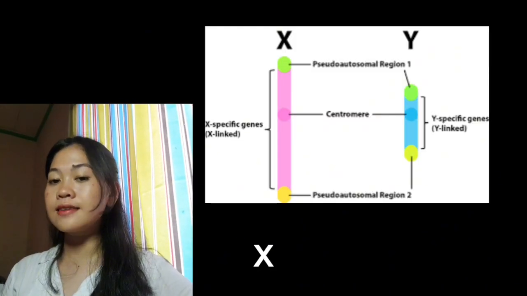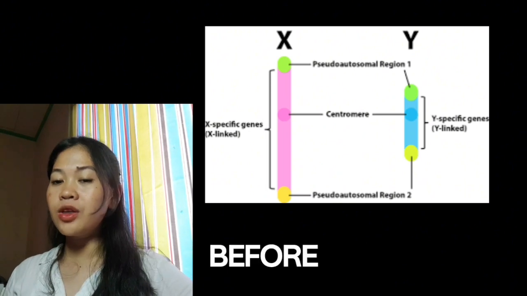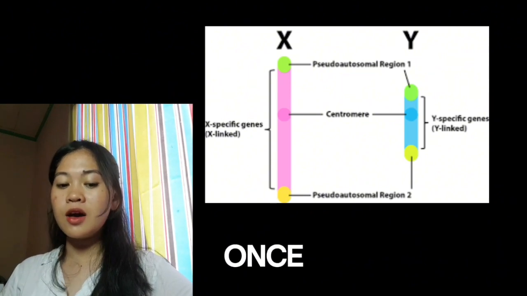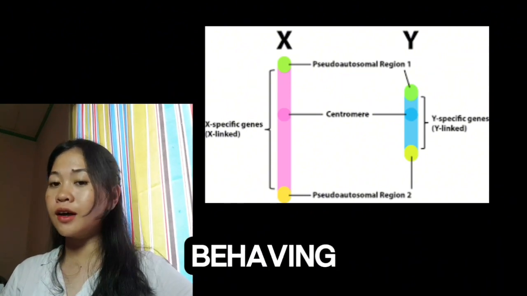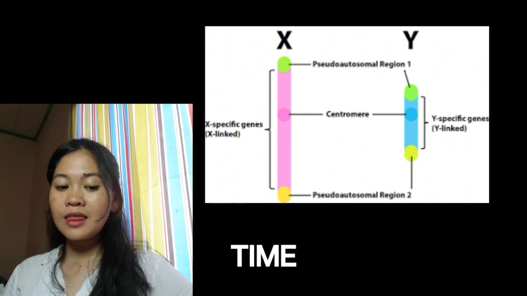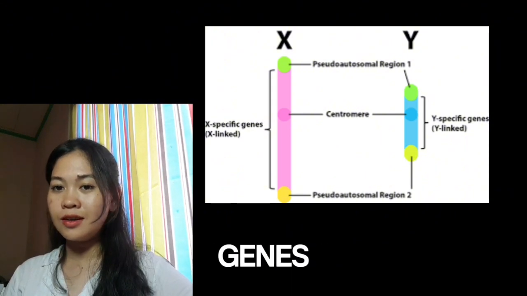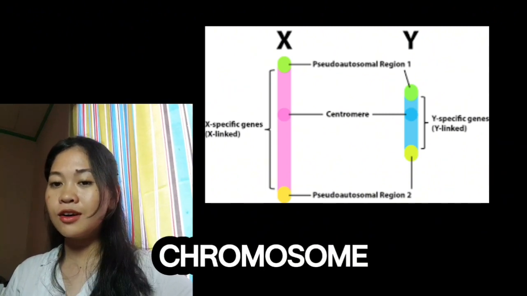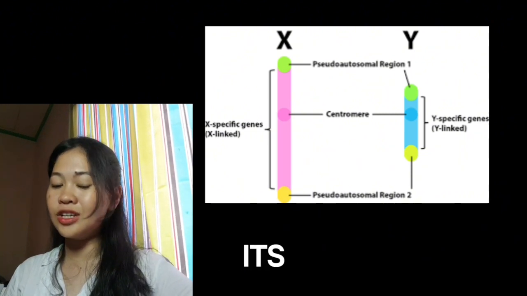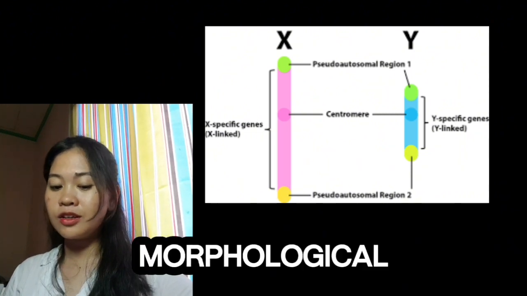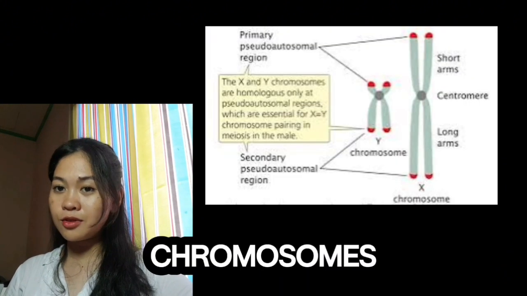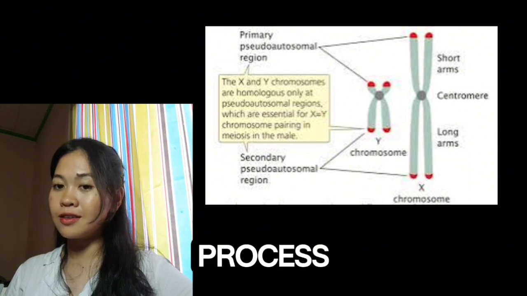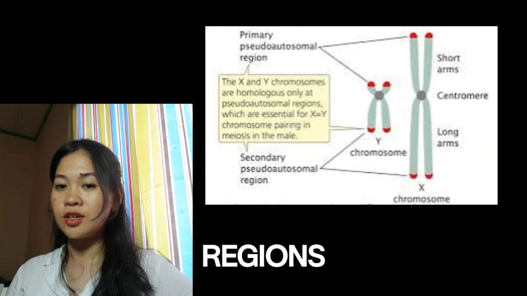Pseudoautosomal regions on the X and Y chromosomes. Before the X and Y chromosomes diverged into their distinct forms, they were once equivalent homologs behaving like autosomes. Over time, the Y chromosome lost most of its genes, resulting in its reduced size. However, the X chromosome retained most or all of its genes. Despite their morphological differences, the X and Y chromosomes can still pair up together during meiosis because they still share certain regions.